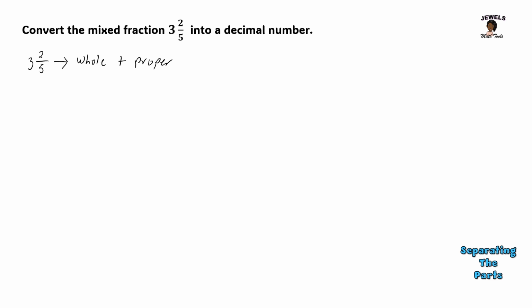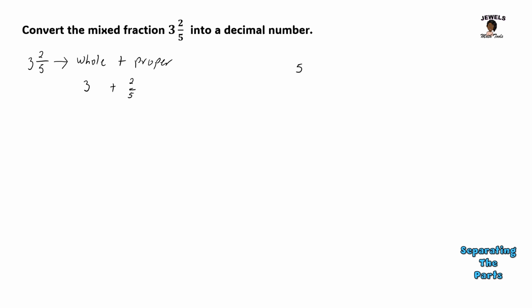As you know, our mixed fraction has a whole number and a proper fraction part. So in converting this fraction today, I'm only going to be focusing mainly on converting the proper fraction part. Remember that your mixed fraction just simply means that the whole number is being added to the fractional part. And in doing that, what I'm going to do now is take my 2/5 and focus mainly on changing that into a decimal number.